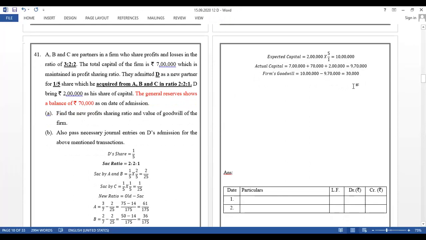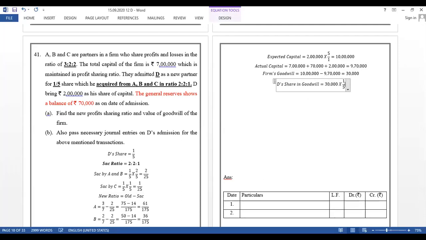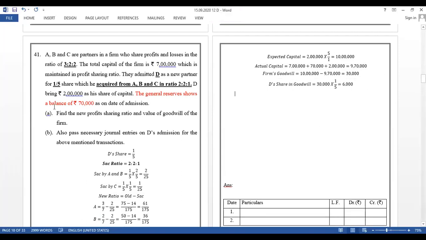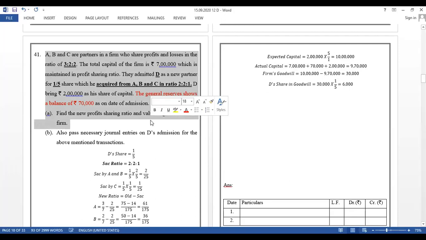Now, the firm's goodwill is there. The new partner is D. Let us calculate D's share in goodwill. This will be equal to 30,000 into D's share, which is 1 by 5, so that will be 6,000, right? In such a type of sum of hidden goodwill, generally the new partner, the incoming partner, does not bring the share of goodwill in cash. Generally, and even in the question also, we don't have any hint, any statement where it is stated that D has brought his share of goodwill in cash.